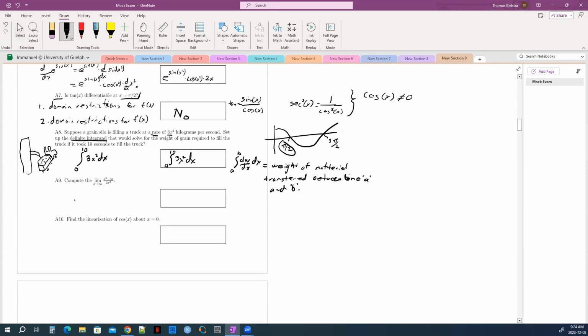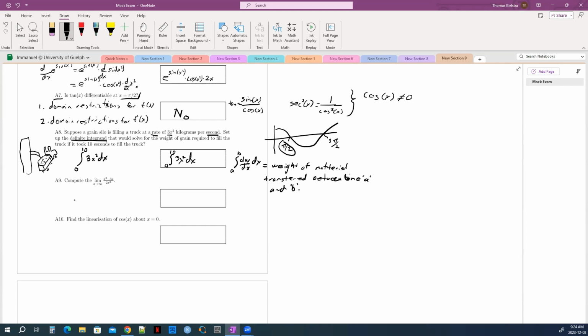Now, why am I using dx here instead of dt? Well, they gave the equation with a variable x. It's weird. Normally, when it's seconds, we would use the variable t, but we have to use the variable that they give us.